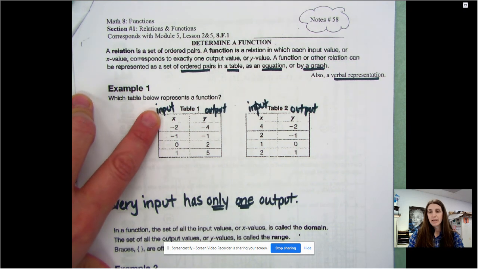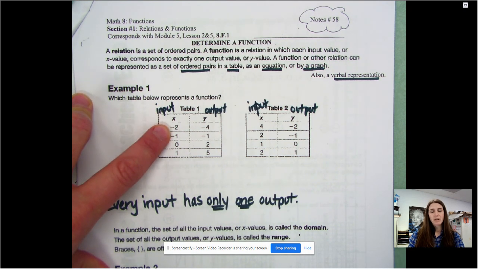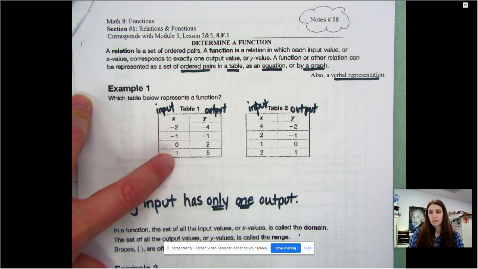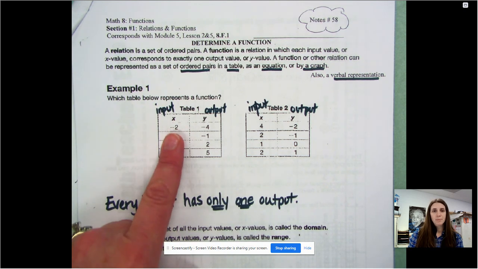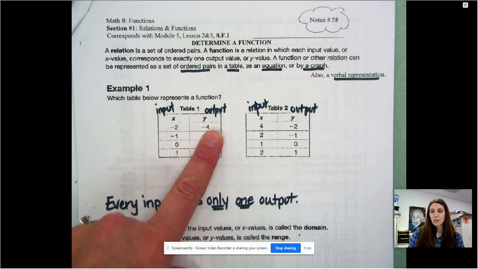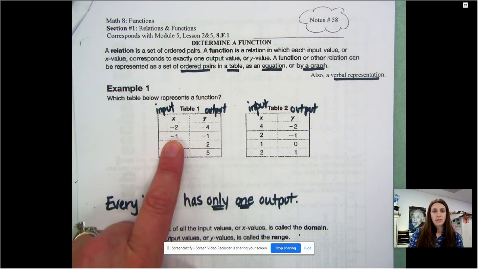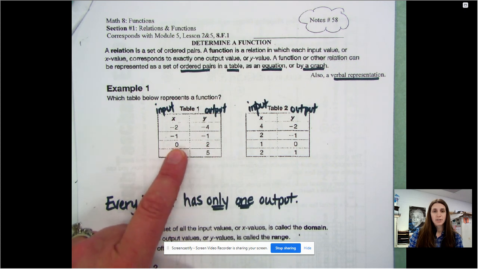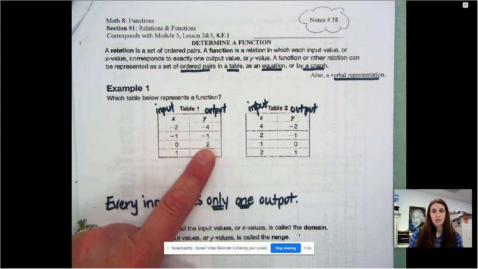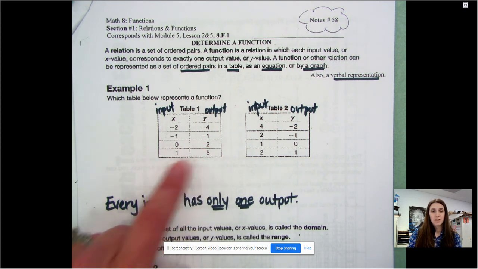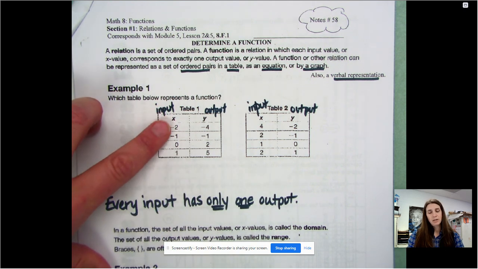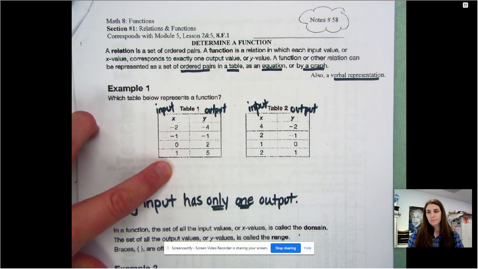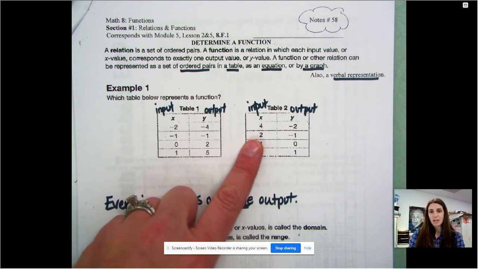So let's take a look at the input on table 1. We have an input of -2, -1, 0, and 1. Okay? Well, when I input -2, I get out -4. Input -1, get out -1. Input 0, get out a 2. Input a 1, get out a 5. Does every input have only one output? Yeah.